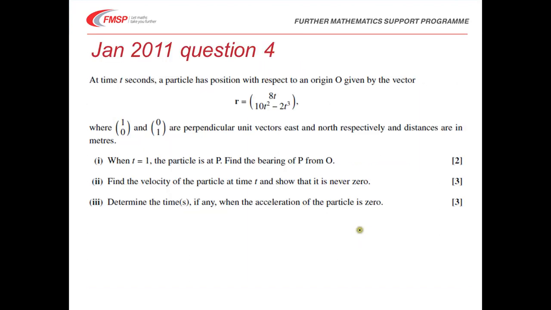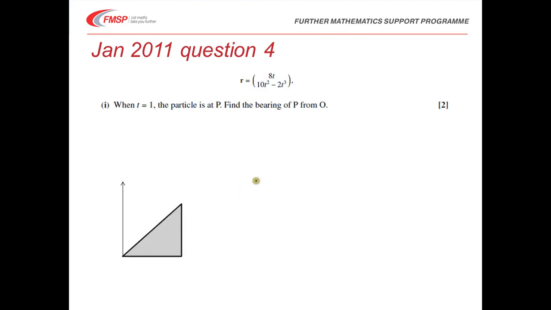We've got a particle which has a position vector with respect to the origin given by this vector here in terms of t. (1,0) and (0,1) are perpendicular unit vectors east and north, and distances are given in metres. We're given that when t equals 1 the particle is at a point P. We've got to find the bearing of P from the origin. That's 2 marks. Then I have to find the velocity of the particle at time t and show that it's never equal to 0. And then finally we have to determine if there are any times when the acceleration of the particle is 0. So let's start by having a look at part 1.